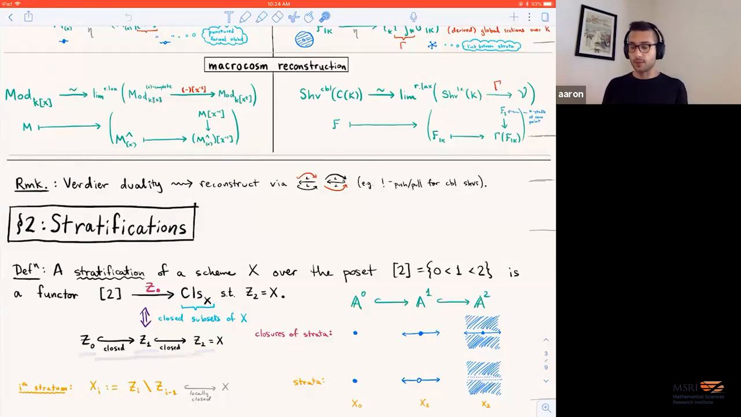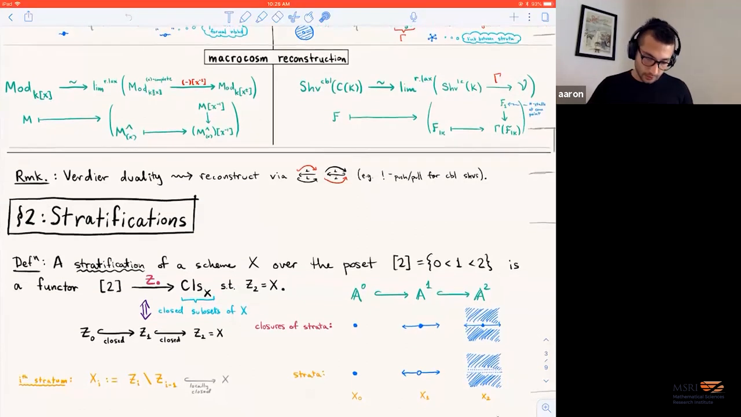So here's an example to keep in mind: the affine plane being stratified by the x-axis, which is in turn stratified by the origin. So here is the picture. And that's a stratification, and it has strata which are locally closed. So how do you get those? You just take the difference. So the top stratum is Z2 minus Z1. Here you see Z2 minus Z1. The first stratum is Z1 minus Z0. And then the bottom stratum is just Z0 minus nothing, so Z0. And this is locally closed, just because it's the complement of a closed in a closed.